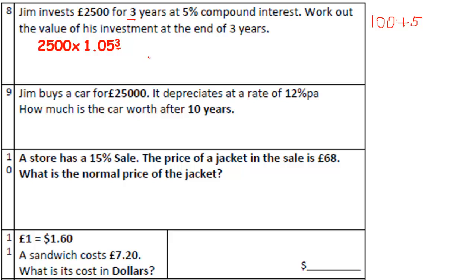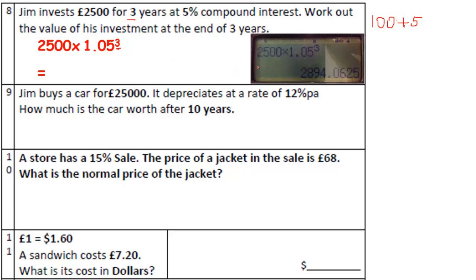Right? I need to pop this into my calculator. When I work out my result, this is the technique that I use on the calculator and what you should see on the screen. When I work out my result, round it to 2 decimal places because it's money that you're dealing with, £2,894 and 6 pence.